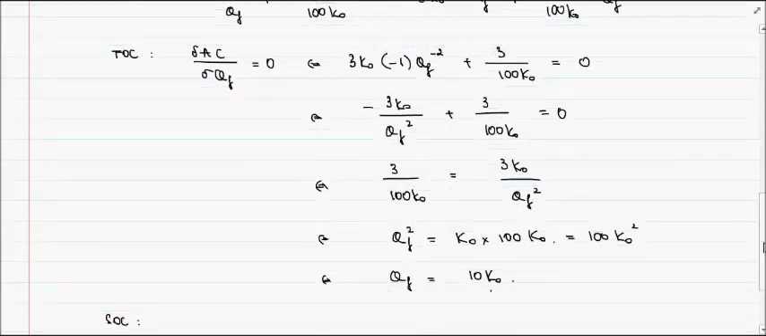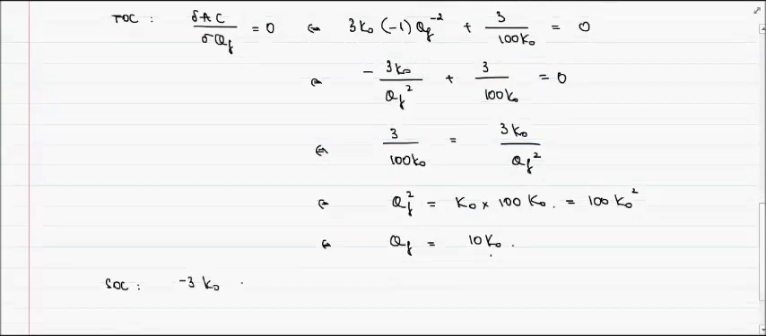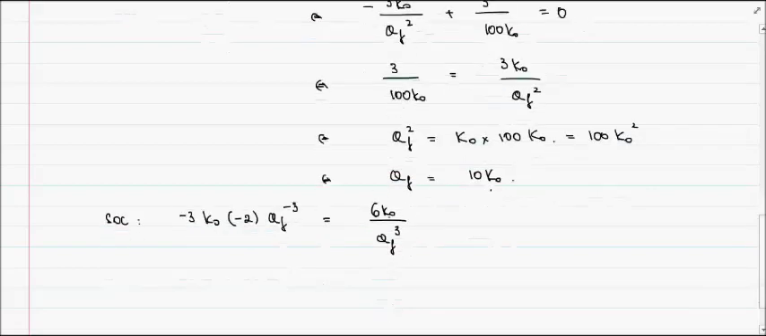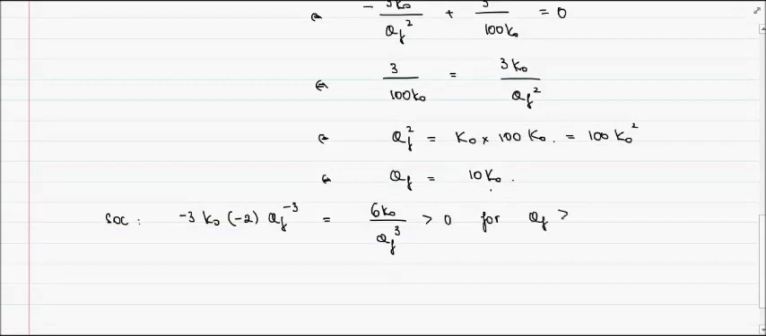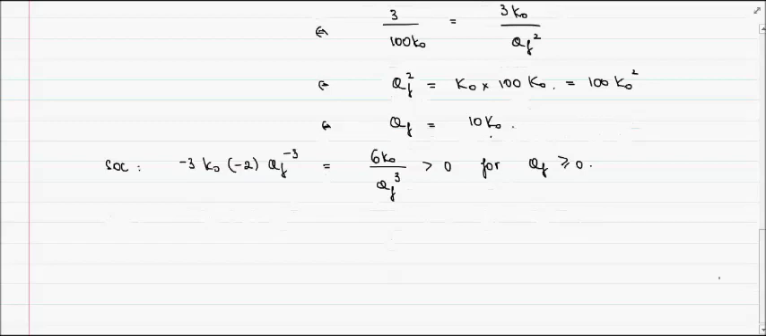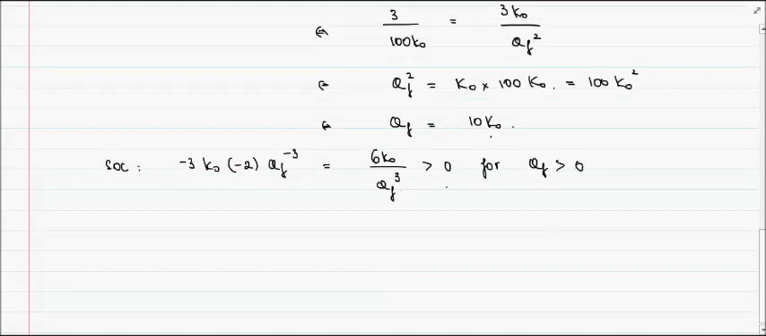So if I do that, I will get -3 K0 times -2 QF to the power -3, and this is just a constant number, so that will just disappear, become 0. So this is my second derivative, okay? And so as you can see, it is just 6K0 divided by QF to the power 3, and so given that QF is a positive number, then this thing will just be bigger than 0, for any QF bigger than 0. I'll just say bigger than 0 because it is on the denominator, so it can't be equal to 0, okay?